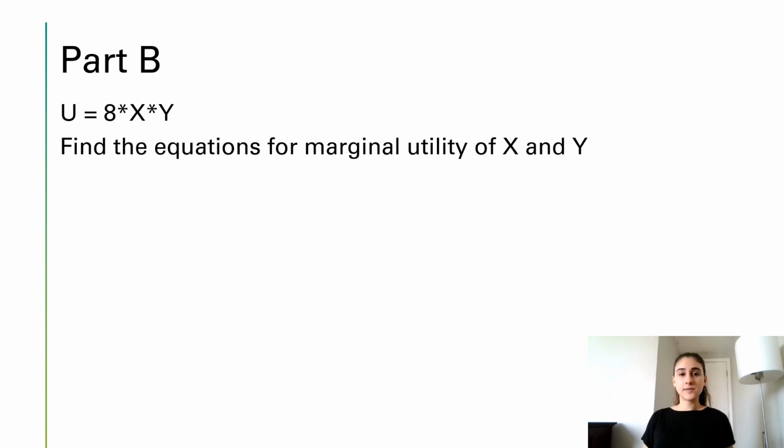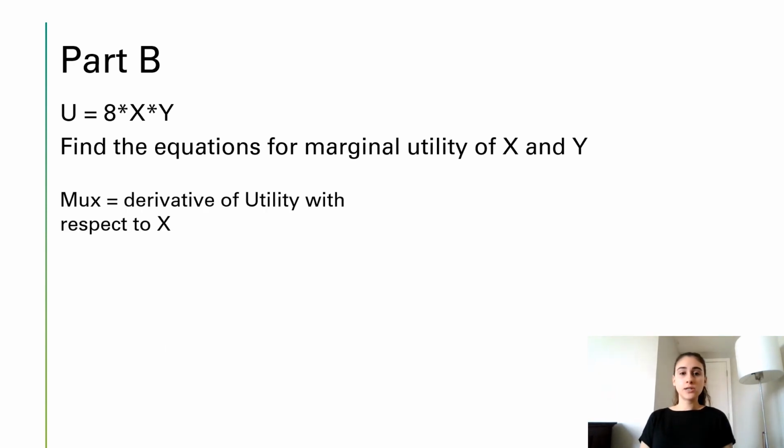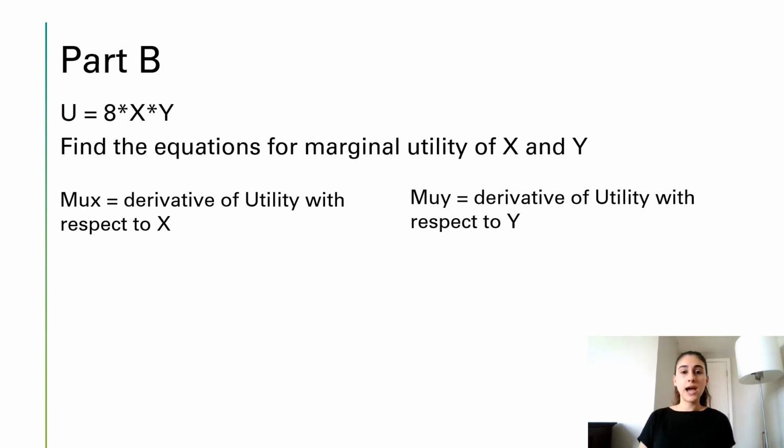Part B asks, find the equations of marginal utility for X and Y. As a reminder, the marginal utility of X is a derivative of utility with respect to X, and the marginal utility of Y is a derivative of utility with respect to Y. Let's start with finding MUX.